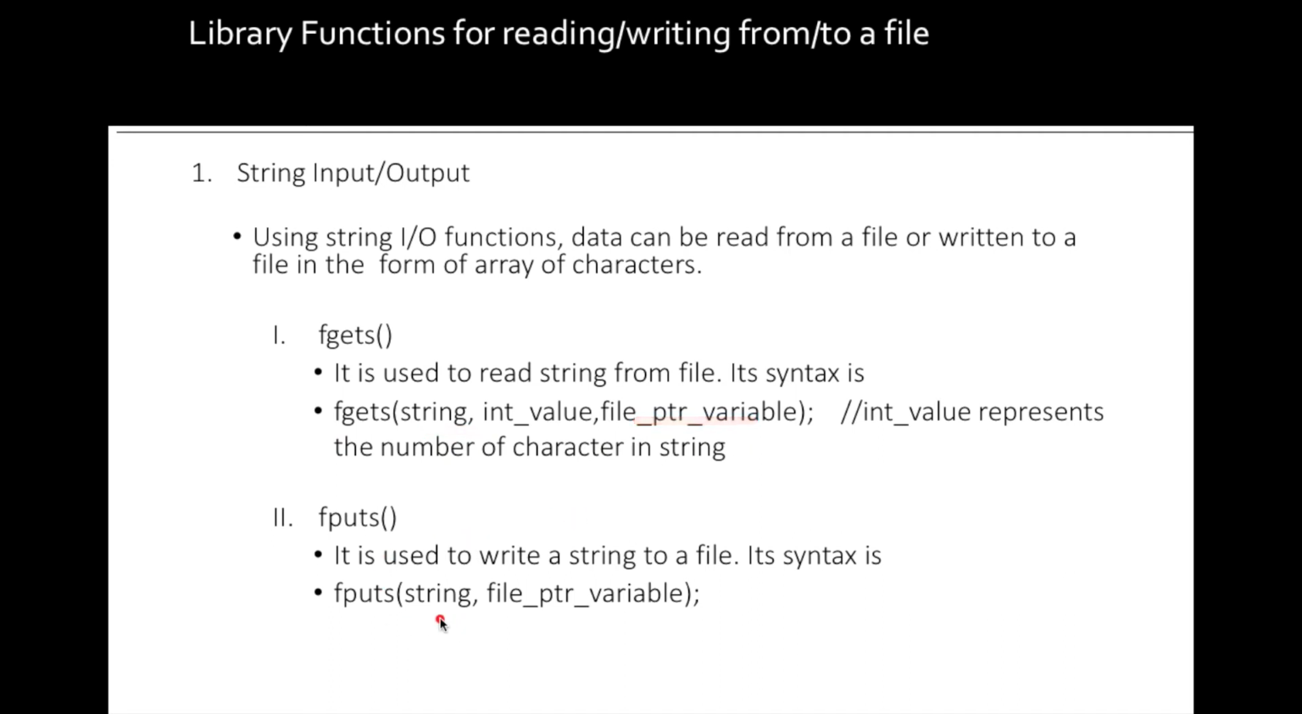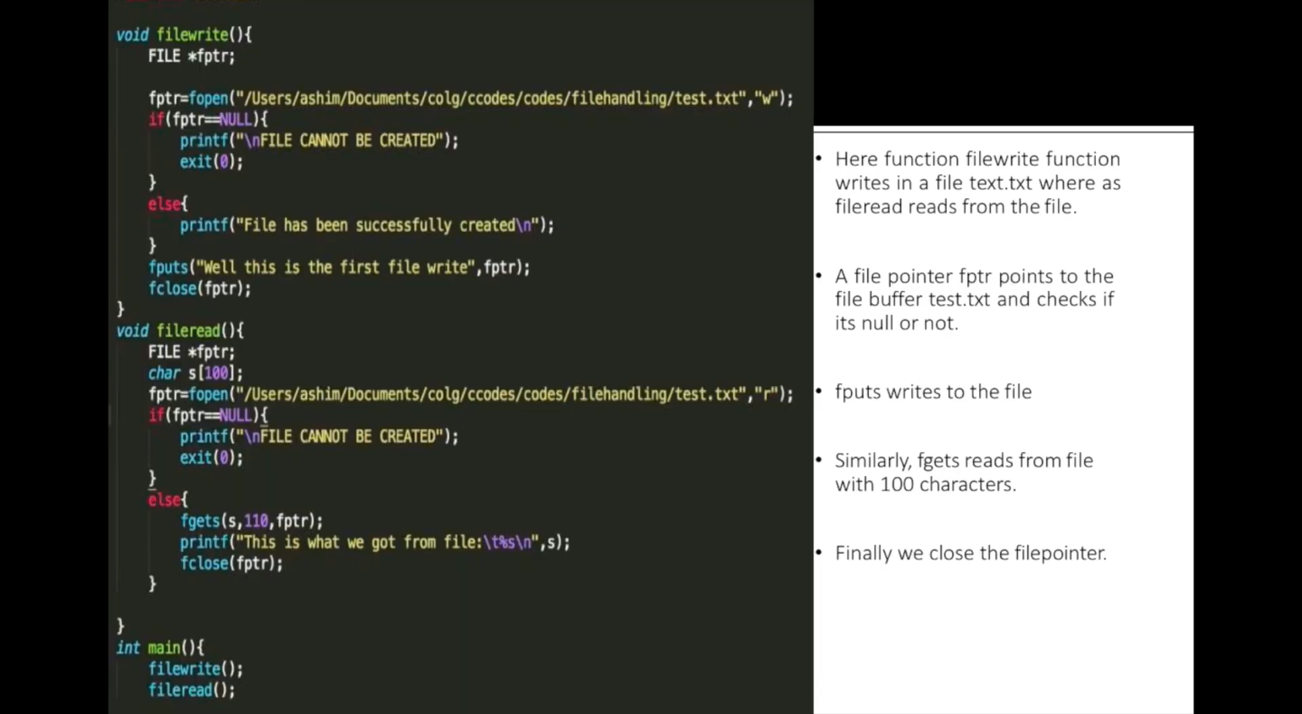In the same way, fputs takes the string and then the file pointer variable. So fgets contains three arguments: your string, the number of characters, and the file pointer. For fputs, only the string and file pointer, because it is going to write into the file whatever the content of the string is. For fgets, if the value equals 10, we are reading 10 characters from this file and storing them in this variable, string. So that is a simple look at fgets and fputs.